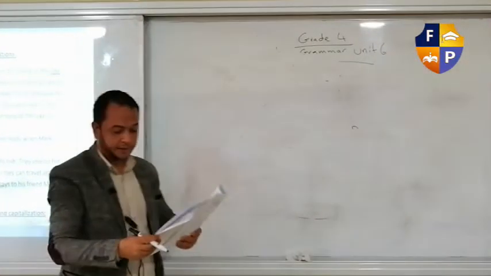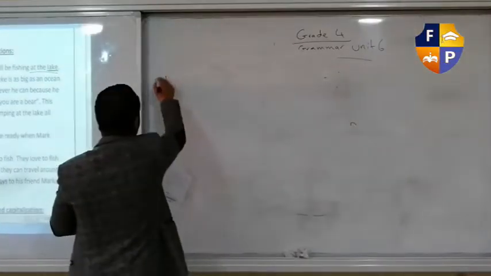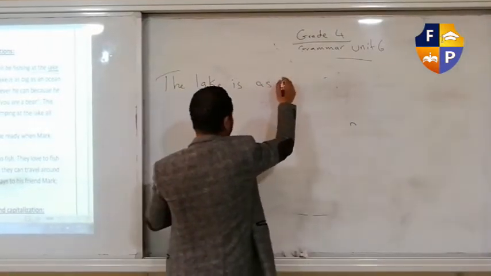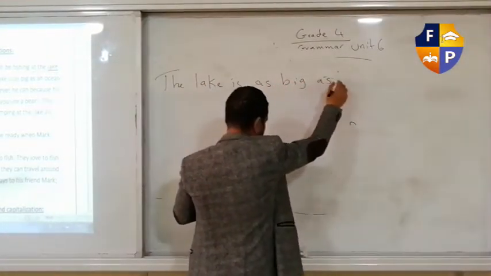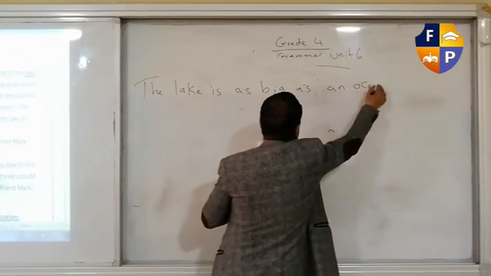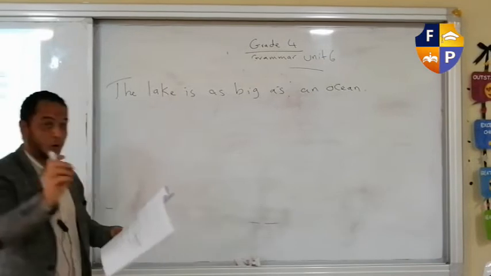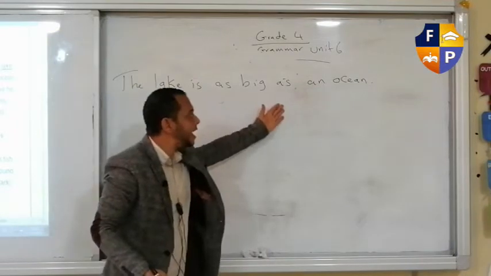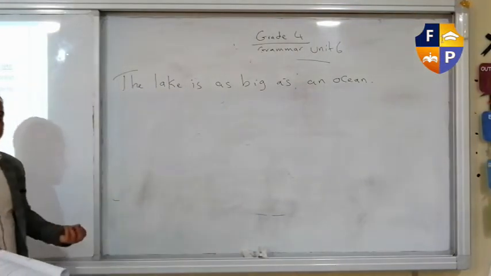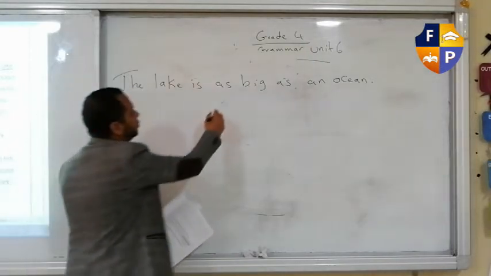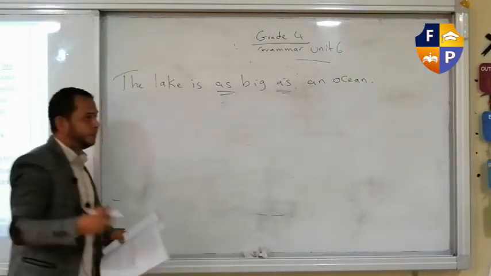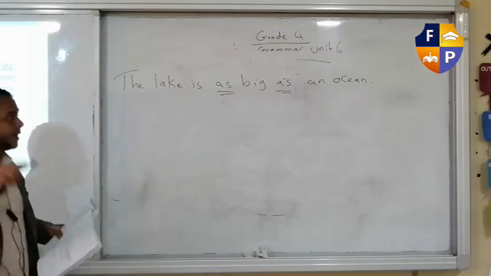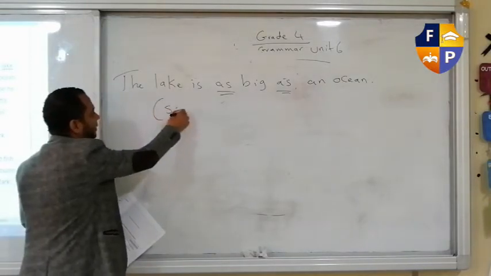Number one, I will write a sentence here. Look at it. The lake is as big as an ocean. Look at this sentence, it's from exercise number three, page 55. The lake is as big as an ocean. Is this a simile or a metaphor? Here I used as. We said before, when I use as or like, I compare two different things using as, so this is a simile.